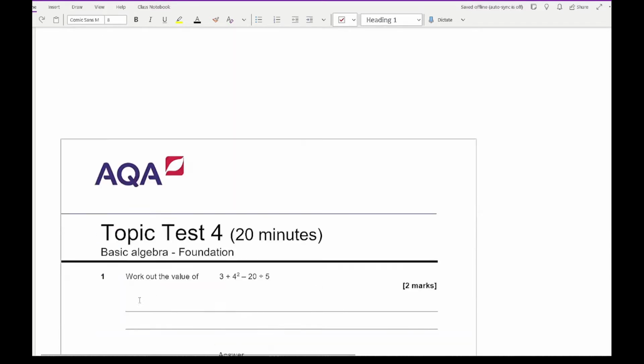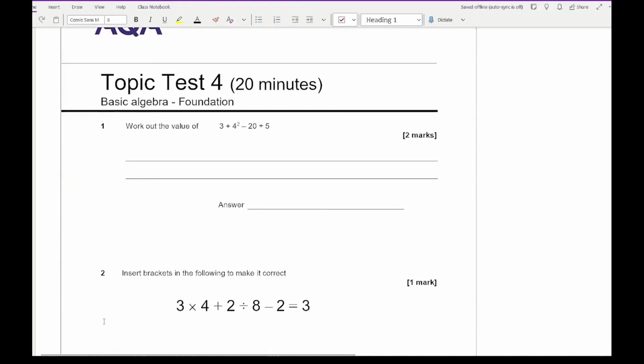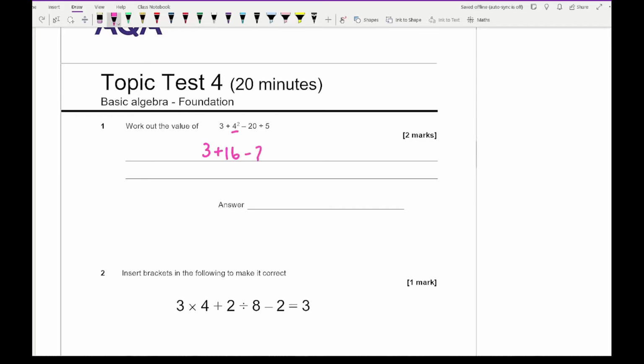So let's get started. Looking at question 1, it says work out the value of 3 plus 4 squared minus 20 divided by 5. What you need to do is remember the processes of BIDMAS. So we need to do 3 plus, and then 4 squared is 16, minus 20 divided by 5. Then we've got to do the 20 divided by 5, which is 4. So that becomes 3 plus 16 minus 4, which gives us a total of 15.